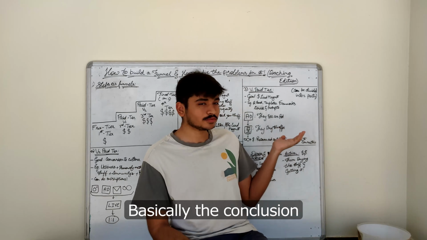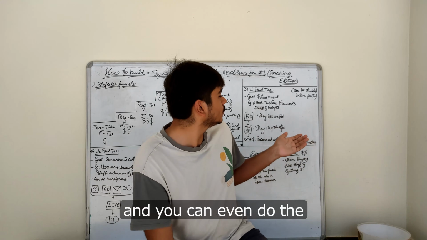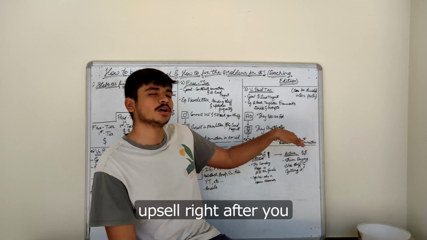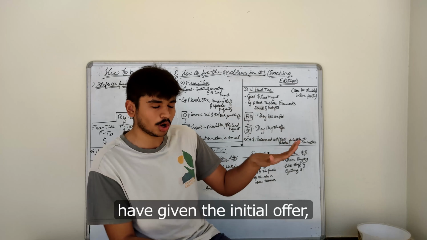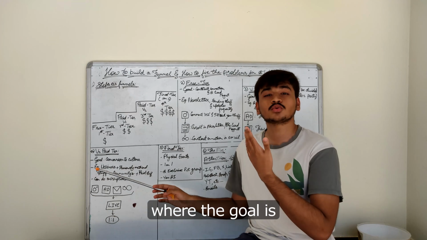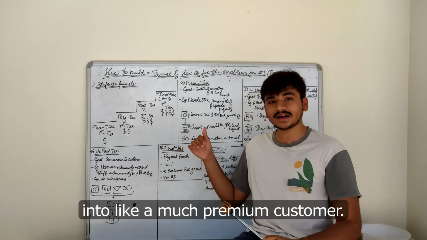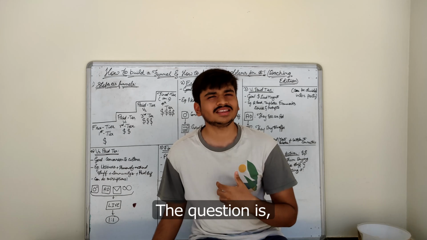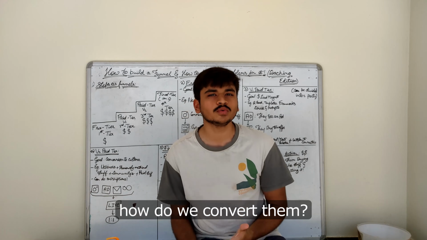Basically, the conclusion of this is you can divide it in two, and you can even do the upsell right after you have given the initial offer. So version 2 is a paid tier where the goal is to convert the customer into a much more premium customer. The question is, if we are not doing recorded webinars, then how do we convert them?